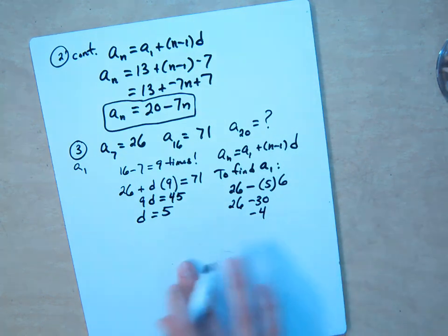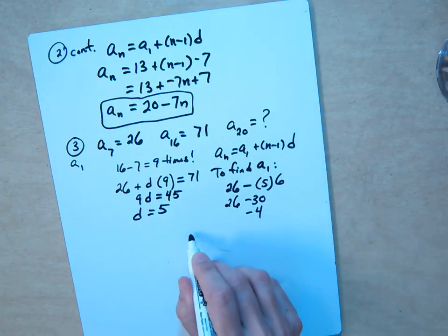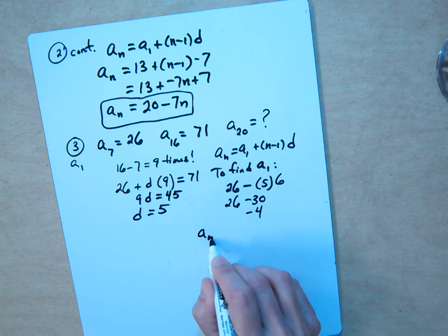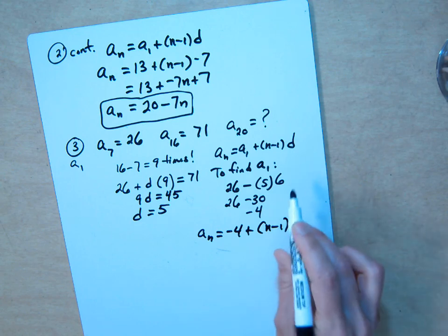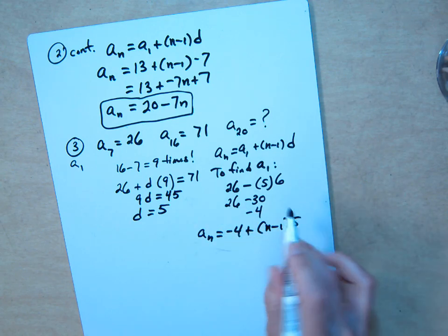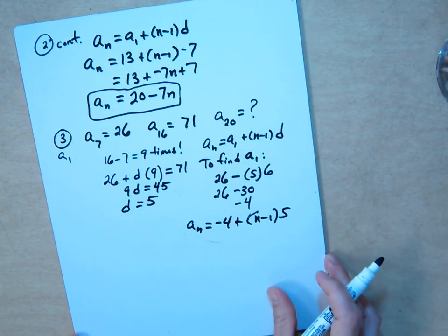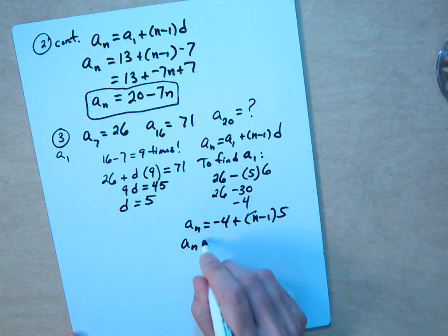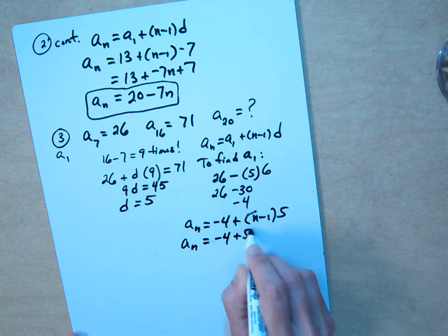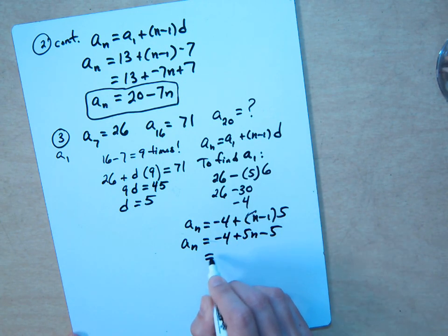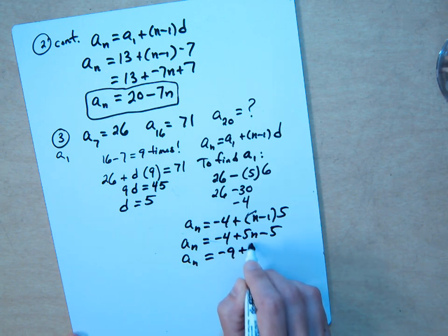Okay, so now we're ready to use our formula. So you'd say a sub n equals negative 4 plus n minus 1 times d, which is 5. And after we just simplify this, we're ready to have our formula. Negative 4 plus 5n minus 5, or negative 9 plus 5n.